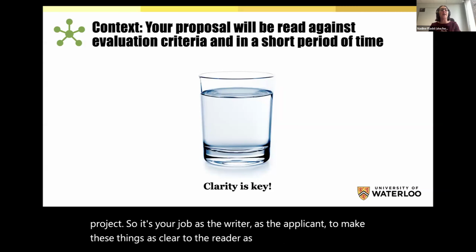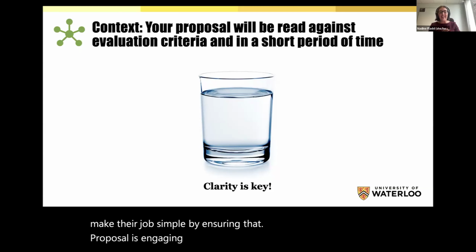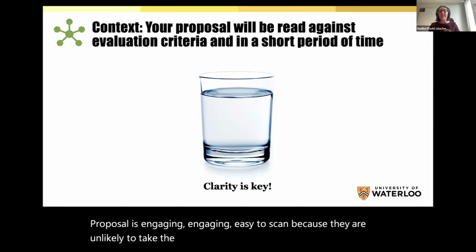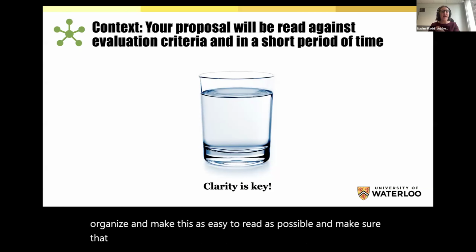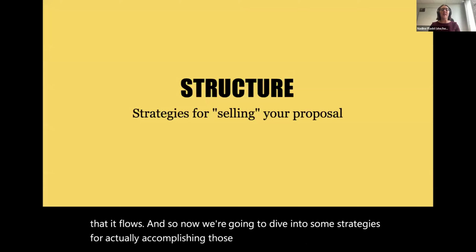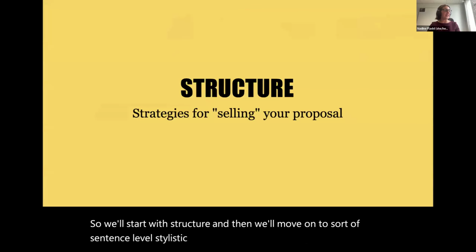So it's your job as the writer, as the applicant, to make these things as clear to the reader as possible. So you want to make their job simple by ensuring that your proposal is engaging, easy to scan, because they're unlikely to take the time to reread a sentence. So you want to organize and make this as easy to read as possible and make sure that it flows. And so now we're going to dive into some strategies for actually accomplishing those things. So we'll start with structure, and then we'll move on to sentence level stylistic choices.